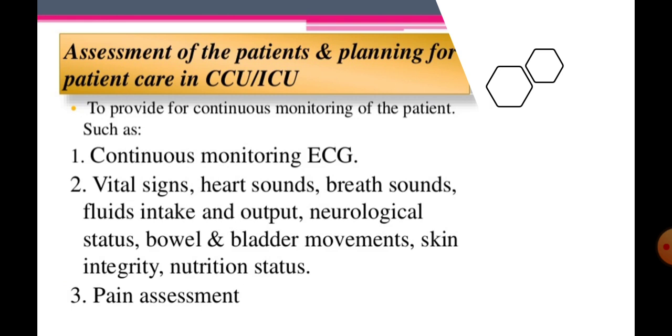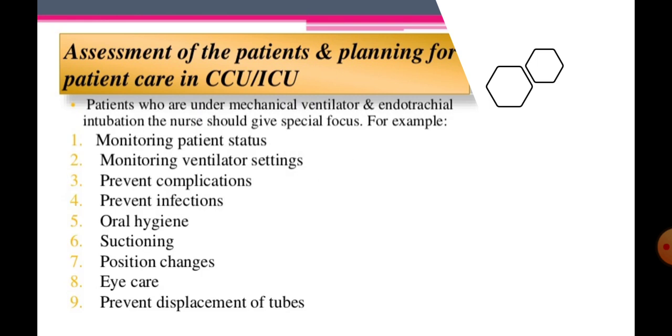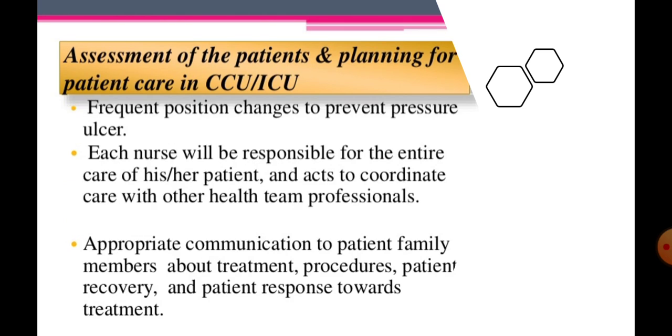To provide for continuous monitoring of the patient, such as continuous monitoring of ECG, vital signs, heart sounds, breath sounds, fluid intake and output, neurological status, bowel and bladder movement, skin integrity, nutrition status. We should also check for pain assessment. Then we should also monitor the patient status. We should monitor ventilator settings, prevent complications, prevent infections, oral hygiene, suctioning, position changes, eye care, prevent displacement of tubes. Frequent position changes to prevent pressure ulcers.